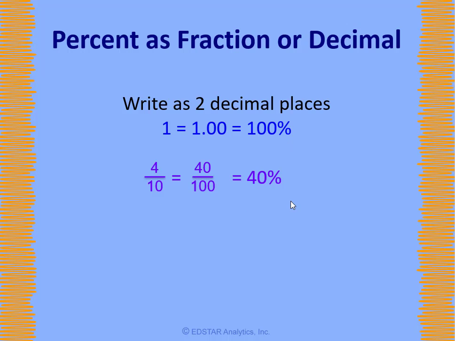To change a fraction, if it's easy to change to 100ths, it's easy to change to a percent. 4/10ths, write that as hundredths. That would be 40 hundredths because we took it times 10 over 10. And once you have it as hundredths, you know the percent, because percent means what is it out of 100. Well, 4 out of 10 is the same as 40 out of 100. And so that is 40%, because percent means out of 100.